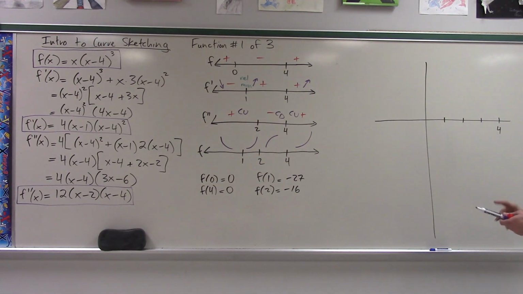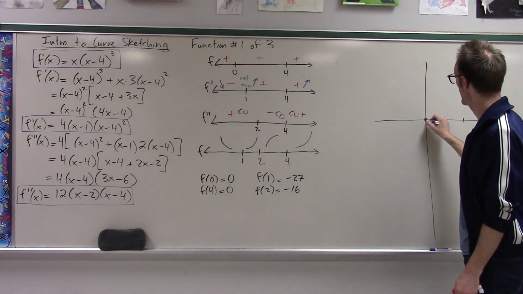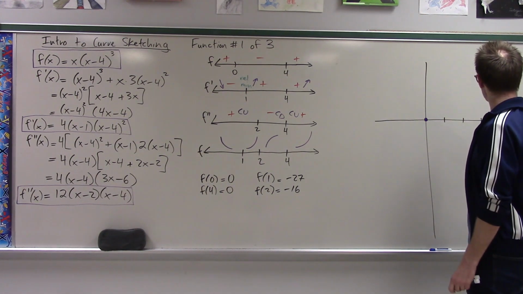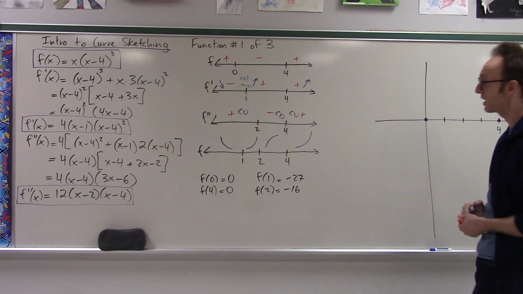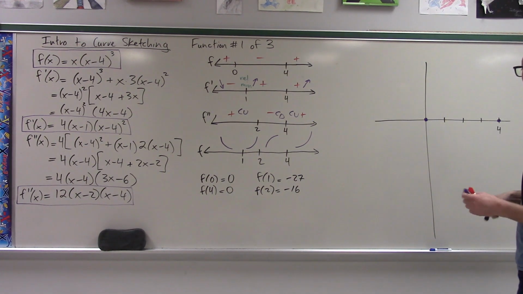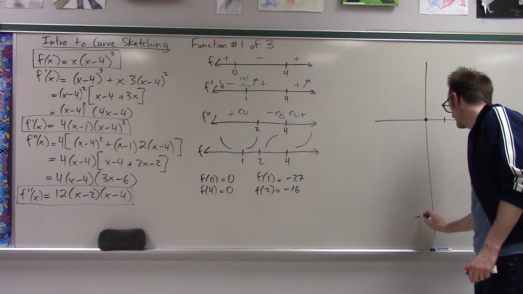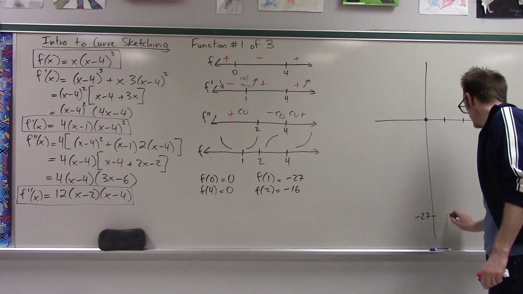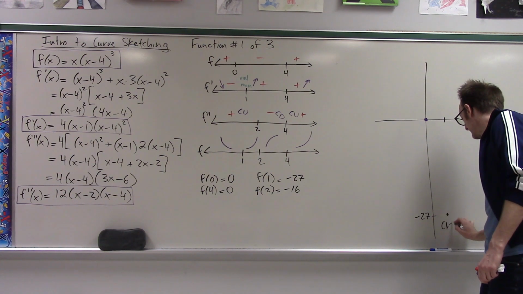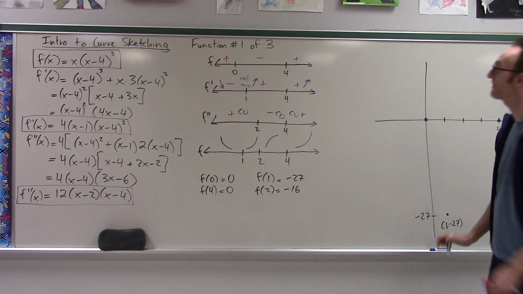Okay. What do I know about this function? I know that there is a 0 at 0. I know that there is a 0 at 4. I also know that f of 1 is negative 27. Okay, so down here is 1 comma negative 27. And what's happening there?